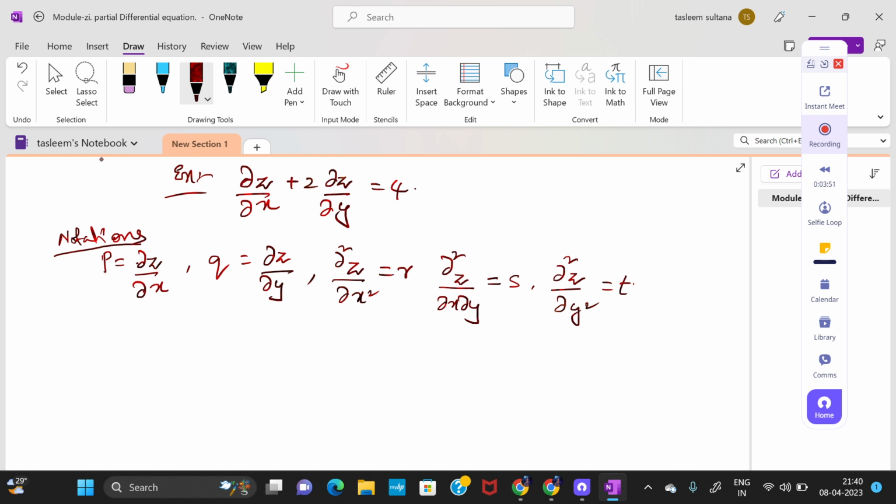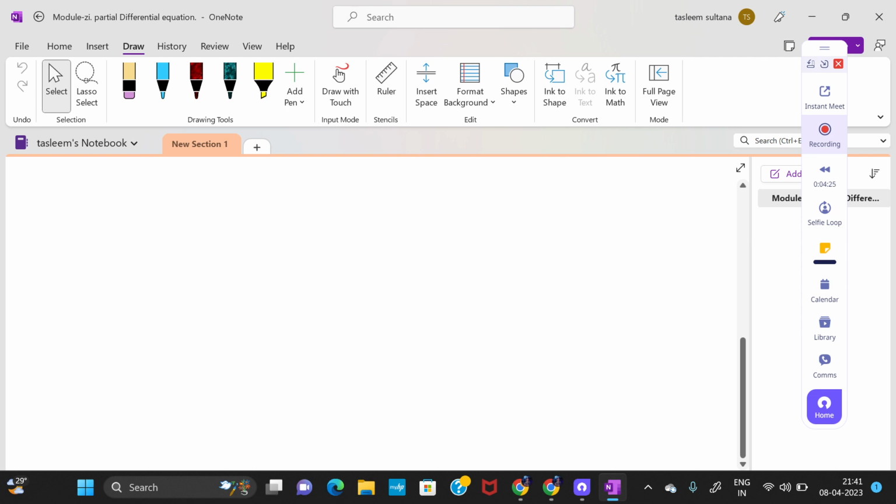So, what are we going to do in the formation of a partial differential equation? We are going to eliminate arbitrary constants. A partial differential equation is formed either by the elimination of arbitrary constants or by the elimination of arbitrary functions from relations involving three or more variables. We'll see the problem.